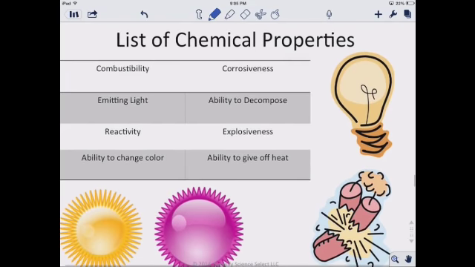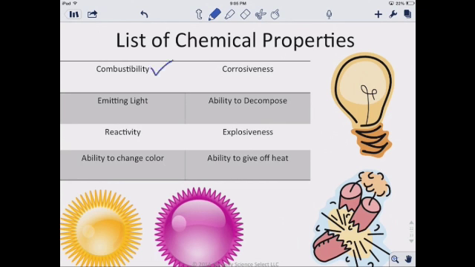Jumping into a list of chemical properties, we have combustibility, emitting light, reactivity, ability to change colors. Those would all be chemical properties. Now, the one thing here is to test these to figure out what the chemical properties are. If you were to figure out that something is combustible, you would actually have to combust it. And so it changes what that substance is by looking at that property. And so that is different than that physical property because you had to change it just to figure out what the property was.